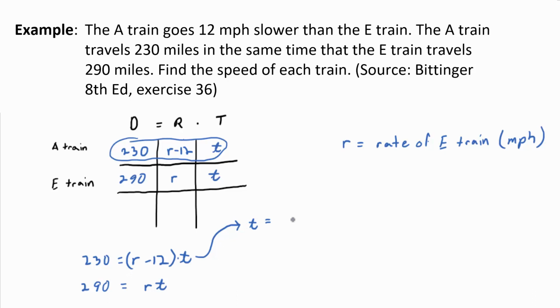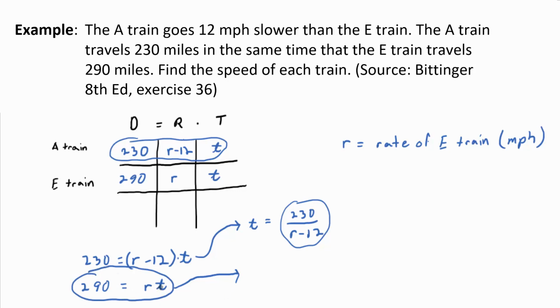Divide both sides by r minus 12 and get 230 divided by r minus 12. But instead of plugging that in right here, I'm going to solve this one for t as well. So take a look at this equation. I've got r times t on the right. If I want to get t by itself, what do I do to both sides? Divide by r, and then I get what? 290 divided by r.